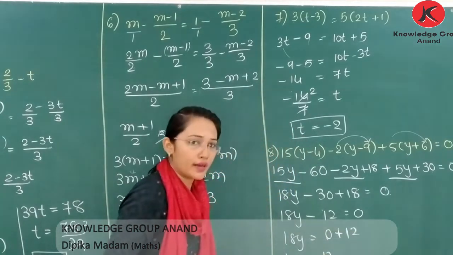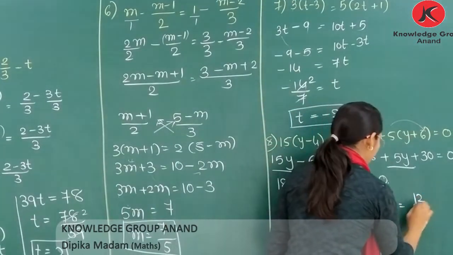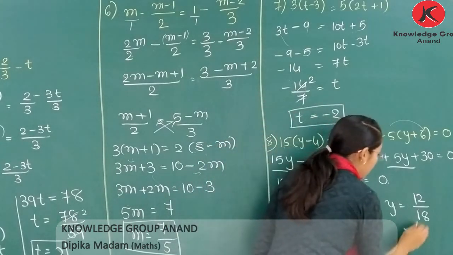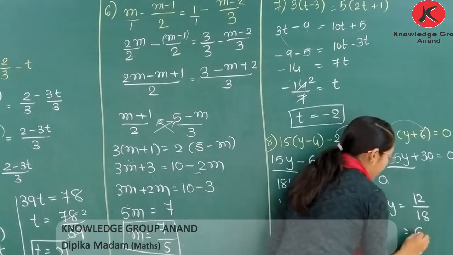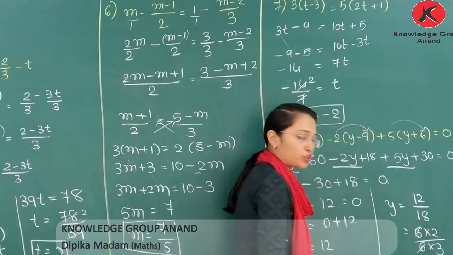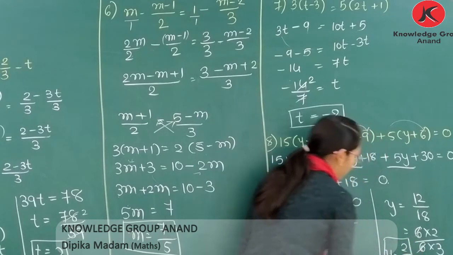12. Okay. Now 18 will be in a divide. Now you can cut the common factor. Here you can write the factor of 12, that is 6 2s, and 18, 6 3s. So you can cut the common factor 6. So y is equal to 2 by 3.